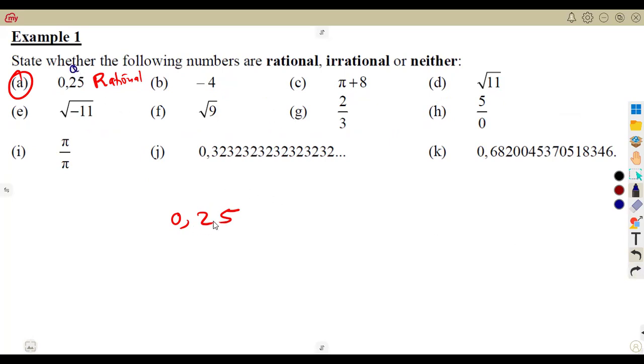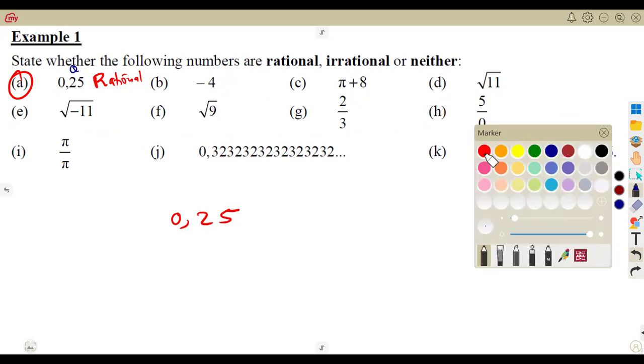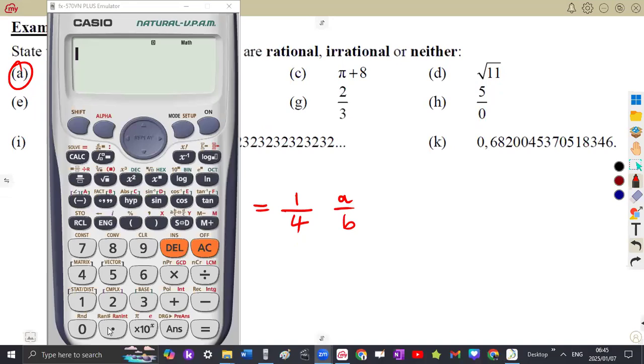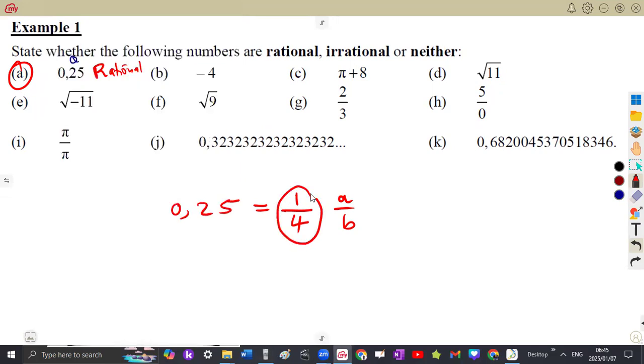So 0.25, we can also prove this because we said it can be written in the form of A over B. We know that 0.25 is 1 over 4. It is written in the form of A over B. You can use your calculator. Let's take our calculator, guys, and see another way that you can easily check. 0.25 is a decimal; you can see it as a fraction, 1 over 4, which can be written in this form of A over B, where the numerator and denominator are integers. So this is what they want.